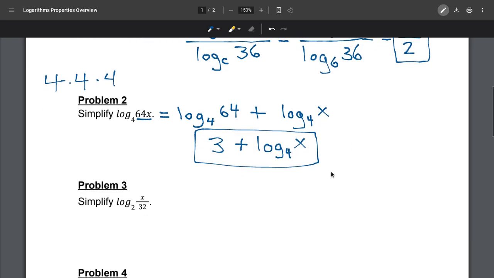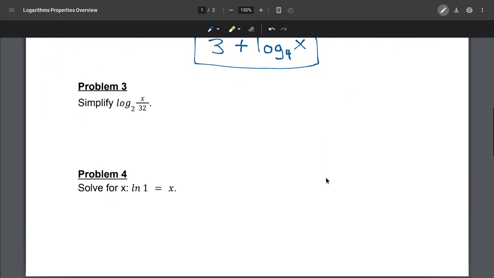Okay, let's move to the next one. Problem 3, we have log base 2 of x over 32. So we're going to use the quotient rule here, and we're going to split this apart into log base 2 of x minus log base 2 of 32. We don't know much about this, so we're going to keep this the same, log base 2 of x.